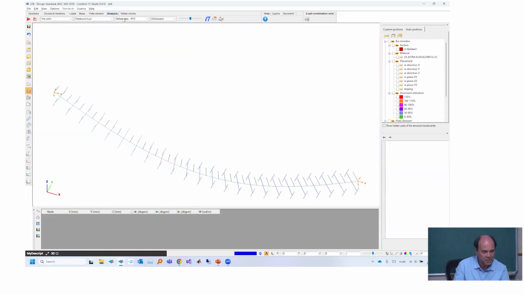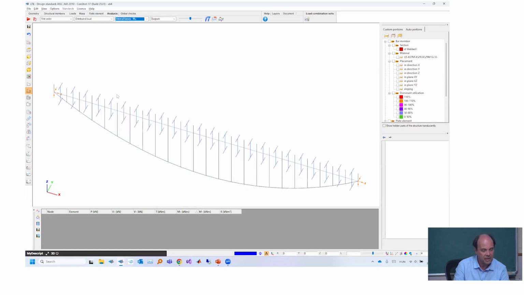Okay, so now if we want to see the bending moment diagram, come to first order, and instead of deflection, select internal force mx again, and then we can see the bending moment diagram here. Sorry, I had another model open, and that had more.